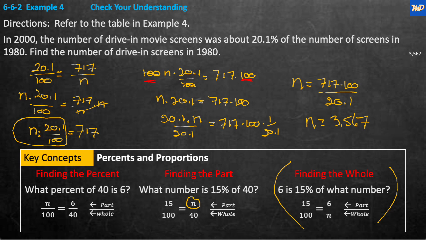And in the year 2000, that number had fallen all the way to 717. That's a big drop off. So there's the answer.